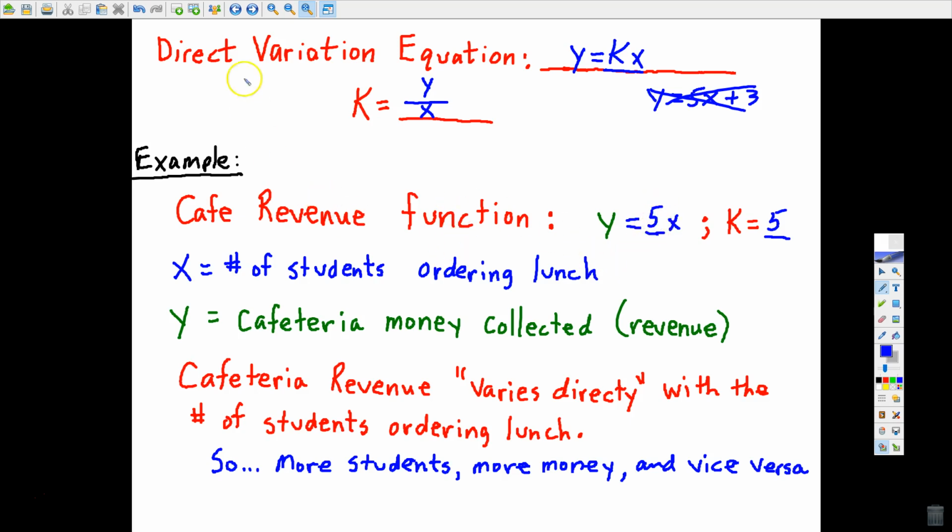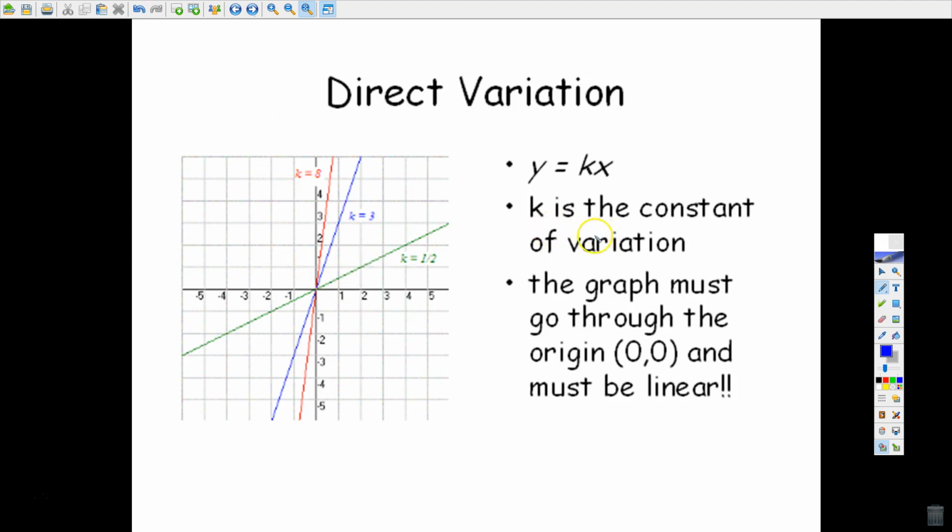Okay, so I just wanted to throw that out there so you can get an idea of what direct variation acts like in real life. And then you're not going to have to graph, so don't worry.